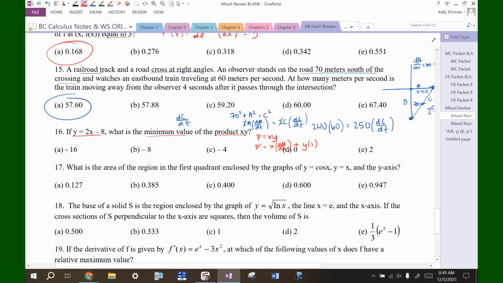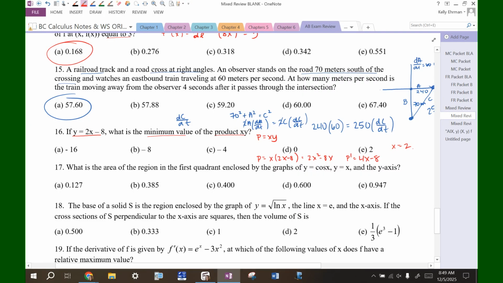Or actually, I could probably, wait, what am I saying? That's silly. Product equals xy. Product equals x times, how about this, 2x minus 8. That's 2x squared minus 8x. What's p prime now? 4x minus 8. That equals 0 at x equals 2.